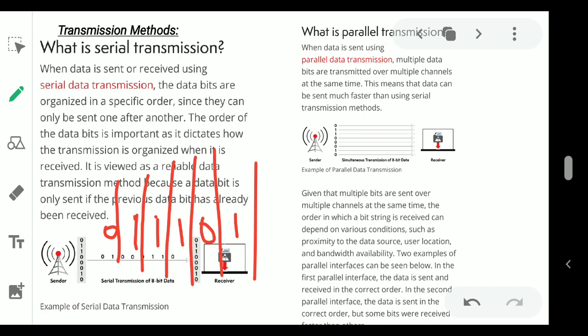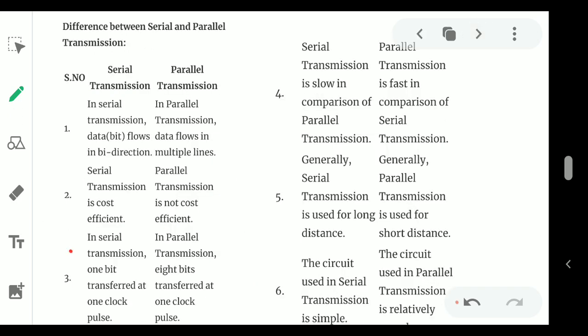Advantages: the number of bits transmitted per second can be more than in serial communication. The disadvantage is that since multiple lines are required for transmission, the cost of parallel transmission will be higher. So as we have learned what serial communication and parallel transmission are, now we try to differentiate between these two. Okay, in serial transmission, data, that is bits, flows in one direction.